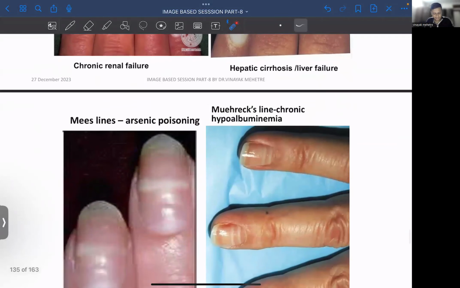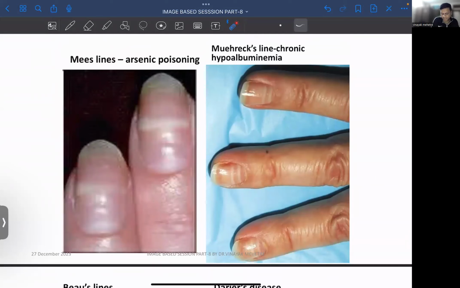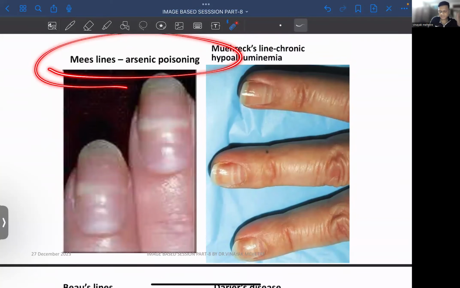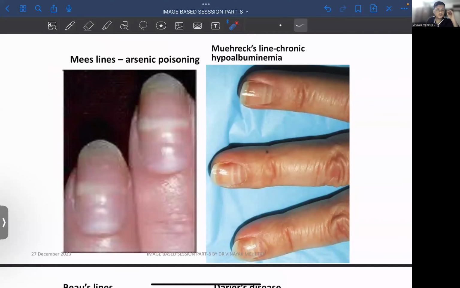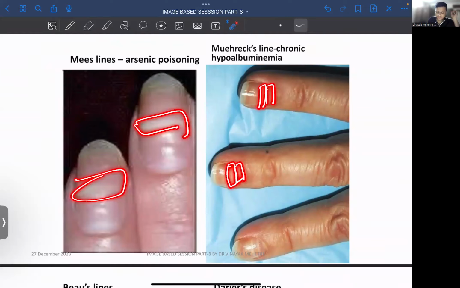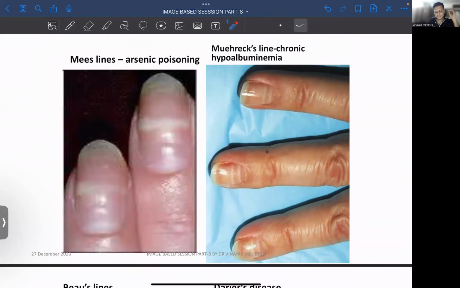Now there is a line passing in the middle. There is a line passing in the middle is called as Mees line. One line होंगी will be seen in arsenic. Okay, arsenic. Now two white lines passing. यहाँ पर एक पास हो रही है, right? Over here there are two white lines which is passing, is called as Muehrcke's line seen in hypoalbuminemia.